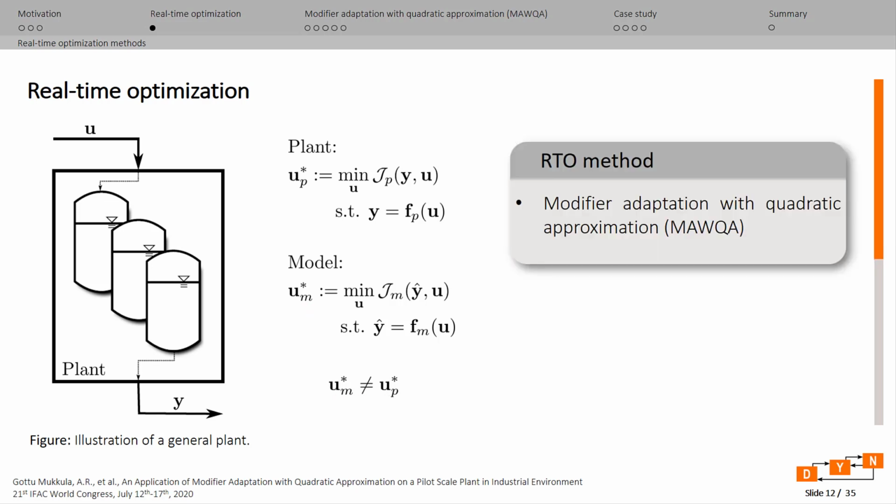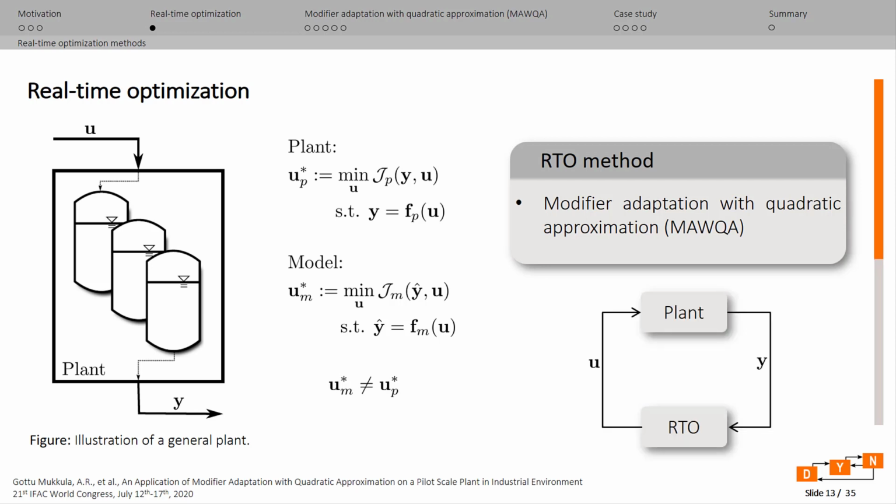Several real-time optimization methods were proposed in the literature to handle plant model mismatch. Modifier adaptation with quadratic approximation is a modifier adaptation based iterative optimization method developed at our chair. It can handle both structural and parametric plant model mismatch. In general, iterative real-time optimization methods are applied in the following manner. Initially, the plant is given an input and the measured variables from the plant are used by the real-time optimization to compute a new input to the plant. This step is iterated until the input from the real-time optimization methods converge to the plant optimum.